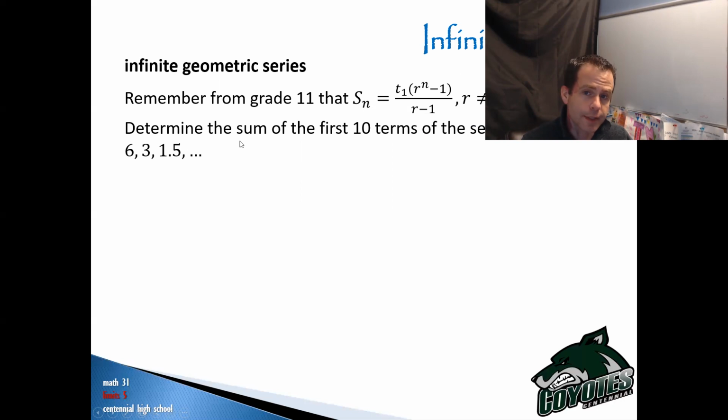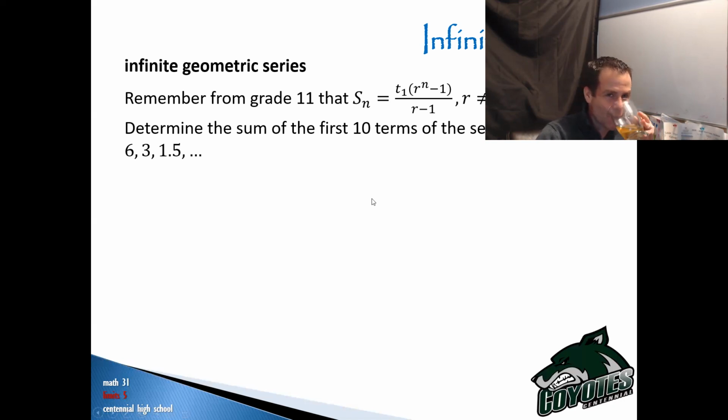Now it says determine the sum of the first 10 terms of the sequence. So essentially we're just saying, give me S of 10. I know my first term is 6. I know my r value is a half, because to go from 6 to 3 to 1.5, I'm multiplying by half each time. And n is 10, just for clarification. n is 10, T of 1 is 6, and r is a half. So plug all that in and solve.